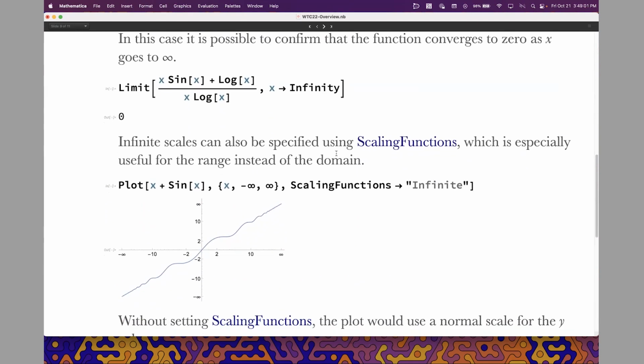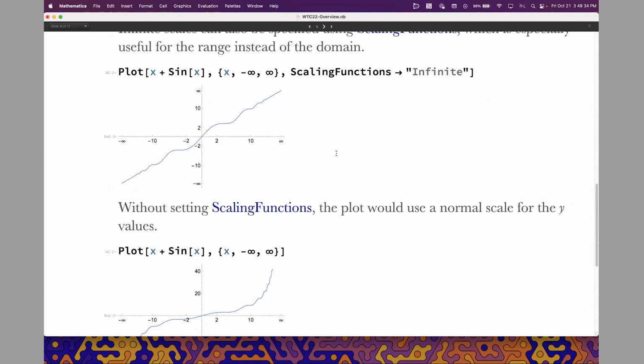We can also explicitly set scaling functions to infinite. One case where you might do this is when you're using the auto infinite scale on the X direction in a plot to also set the infinite scale for the Y direction. Depending on the function you're using, it may be bounded, it may not. And since we aren't auto-detecting that yet, you may want to manually switch to an infinite scale in one dimension or another.